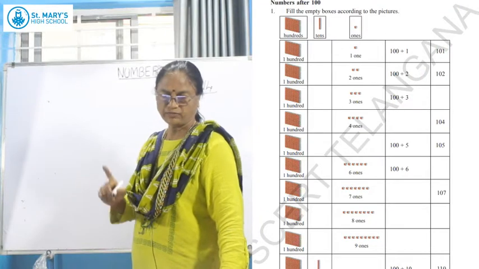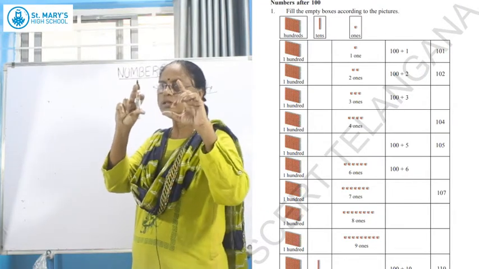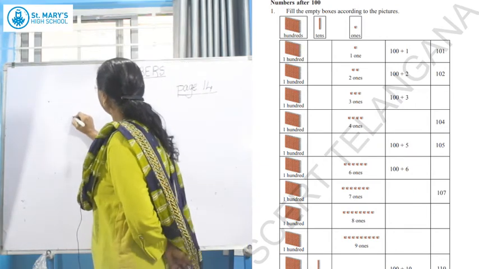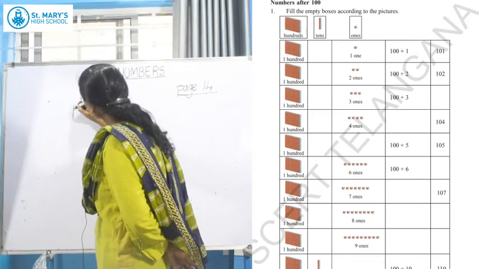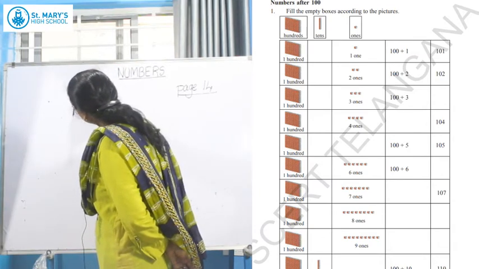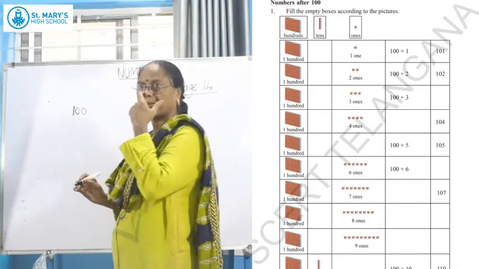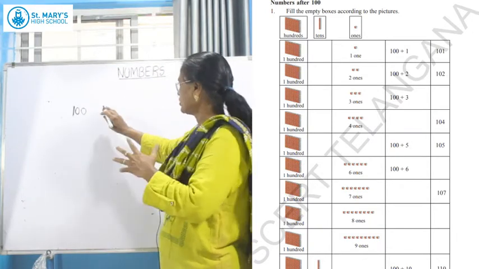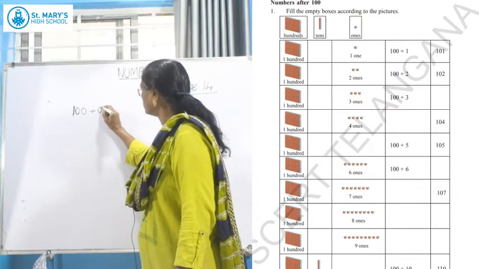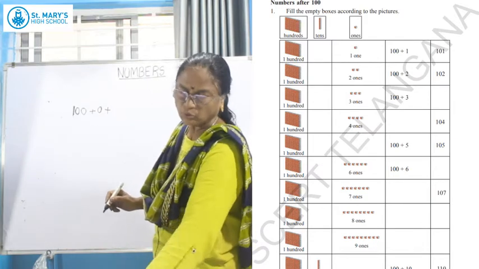See children, we have 100. So in that box 100 bricks are there. Shall I write here 100? 1, 0, 0, 100. Okay? No tens. In tens place empty 0. And in ones place we have 1.